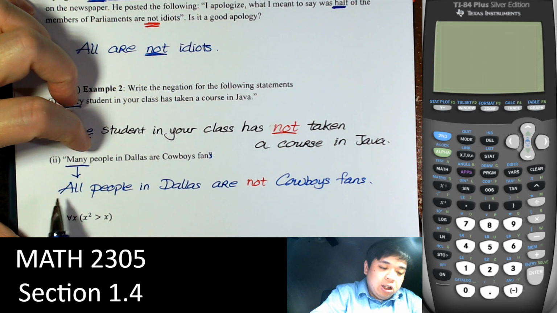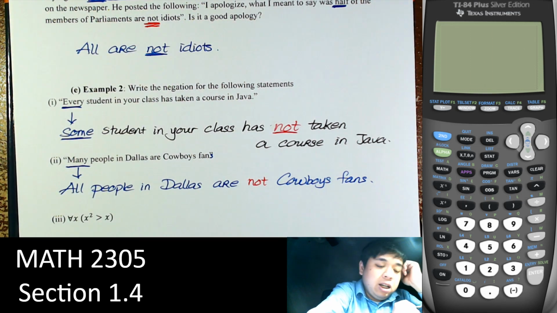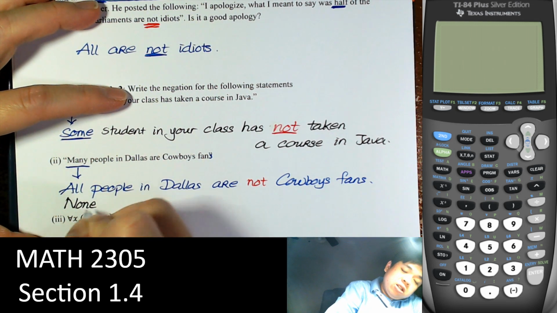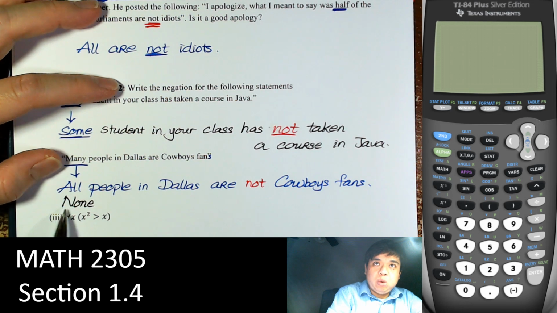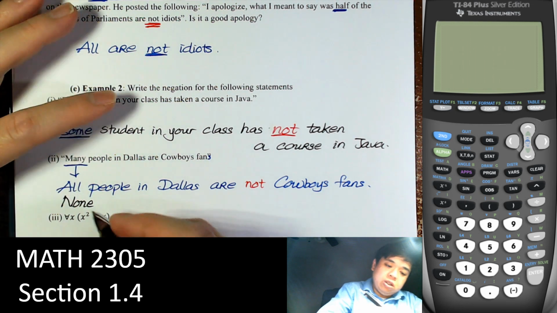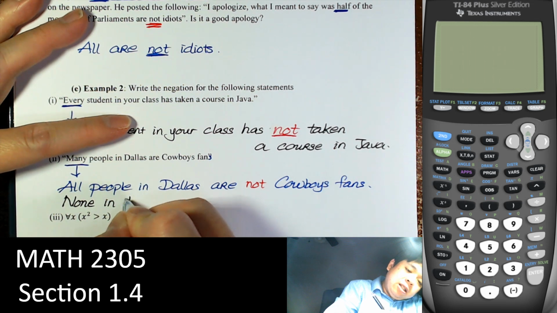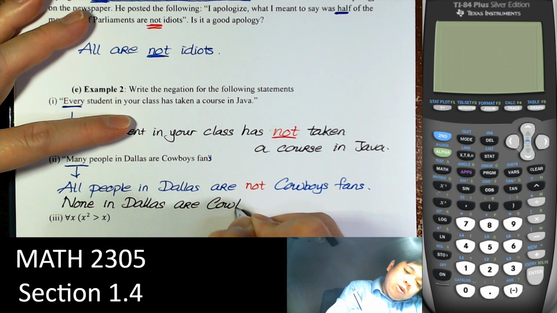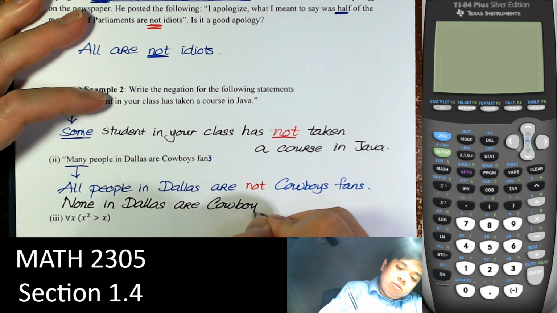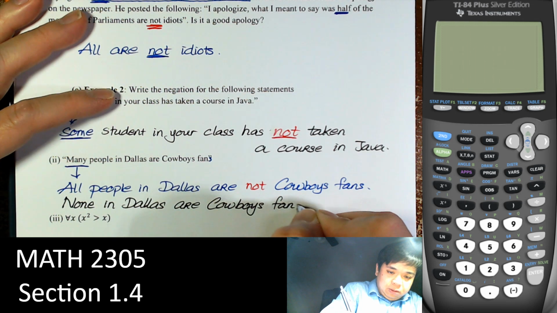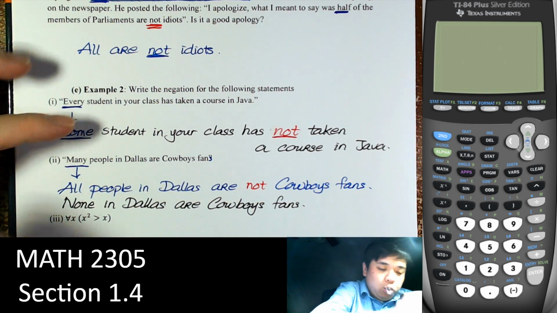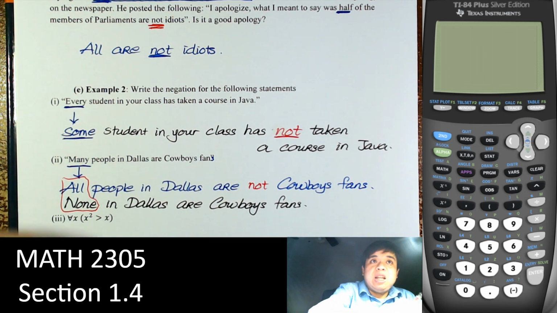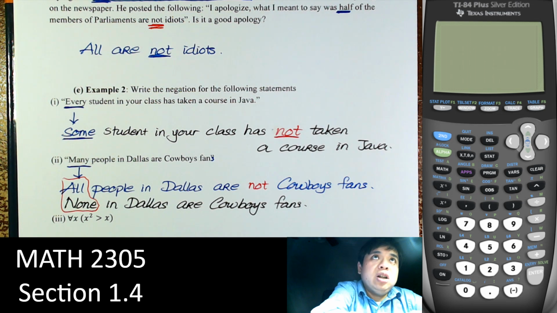So we have to change the quantifier and then negate. We can also write, instead of "all," we can use "none," which is another quantifier. However, "none" has a negative meaning to it, so we don't have to write "not" in this case. So we say, none in Dallas are Cowboys fans. So this is the negation of the statement before.